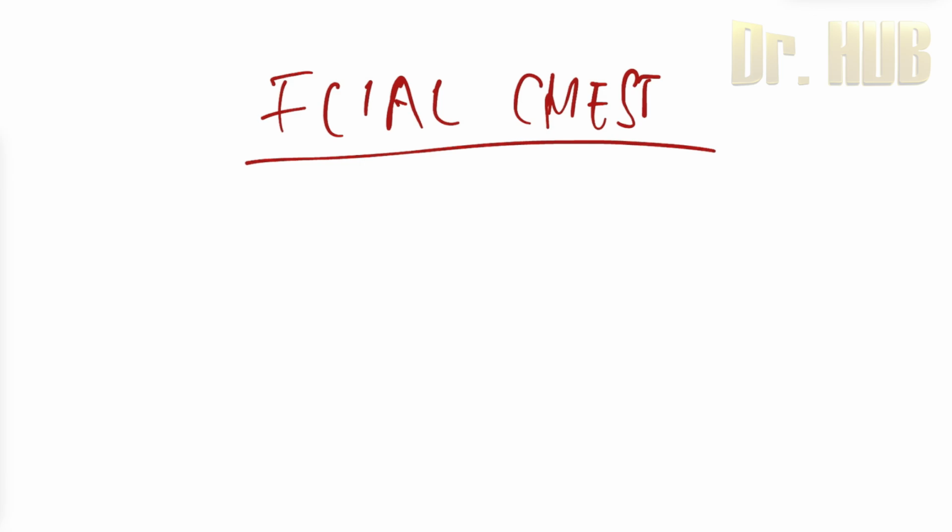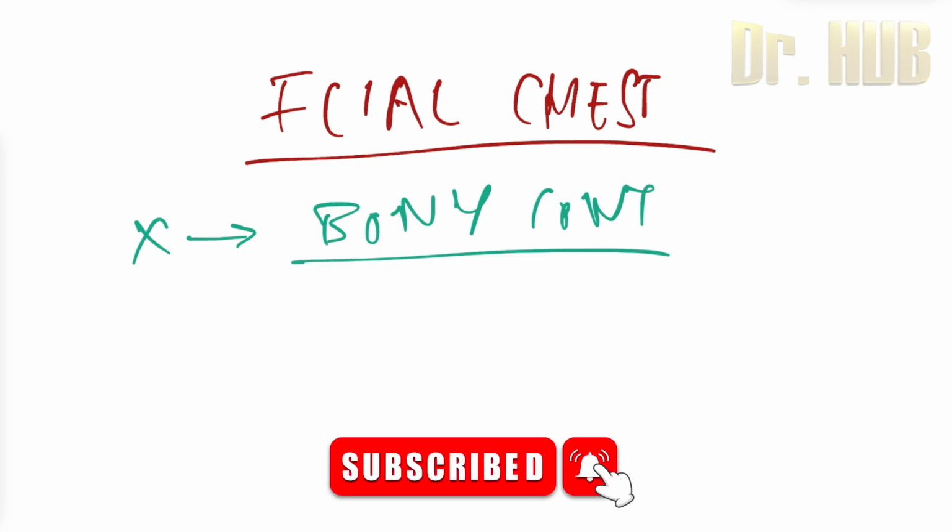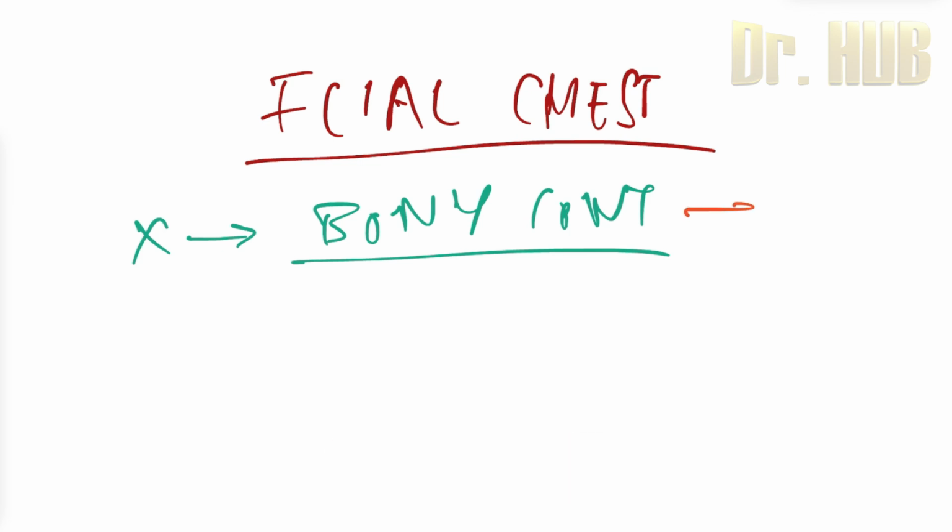Let's look at the flail chest. By definition, it occurs when a segment of the chest wall lacks bony continuity, so there is no bony continuity with the rest of the thoracic cage.